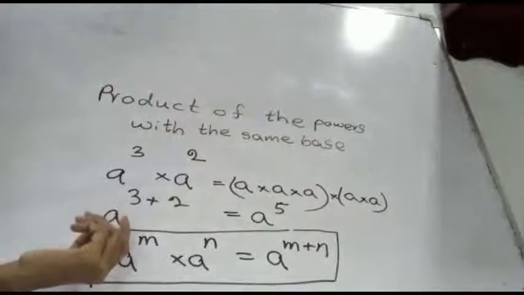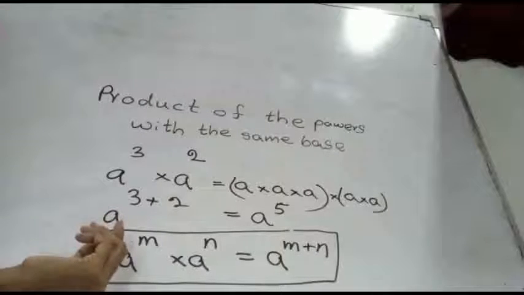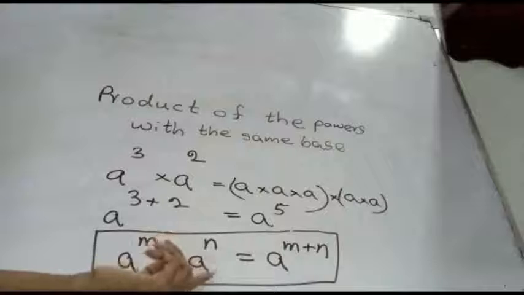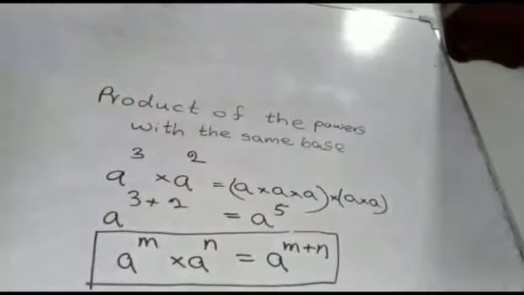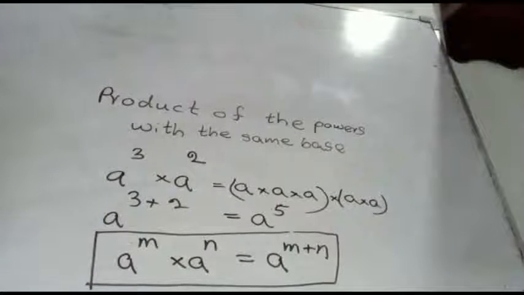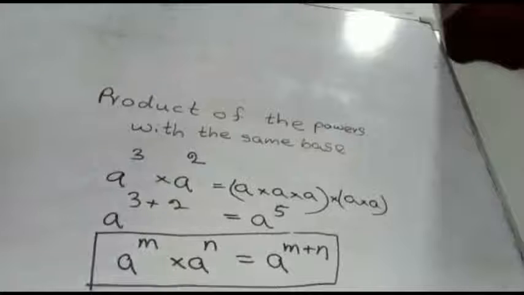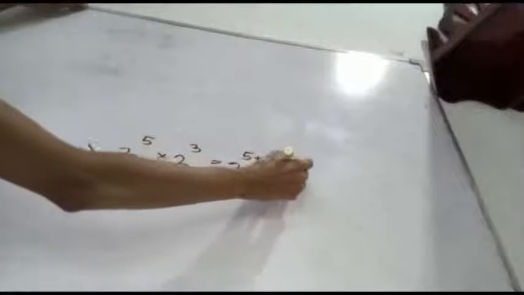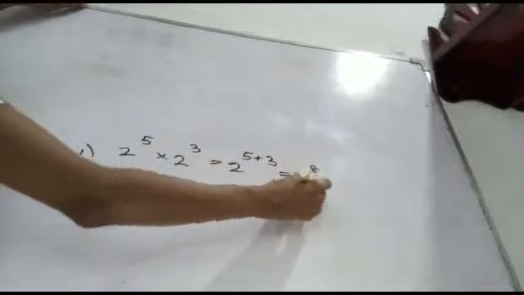This can be expressed as a law of indices: a to the power m is multiplied by a to the power n is equal to a to the power m plus n. Using this law, please do this exercise. 2 to the power 5 is multiplied by 2 to the power 3 is equal to 2 to the power 5 plus 3, which is 2 to the power 8.